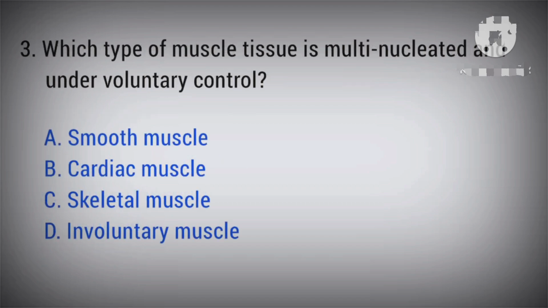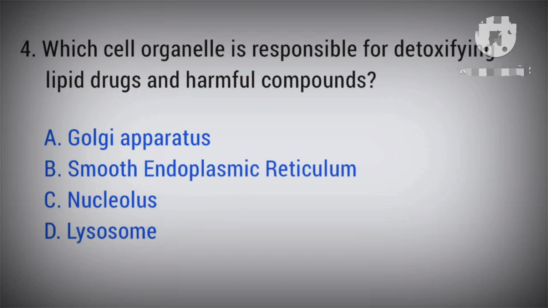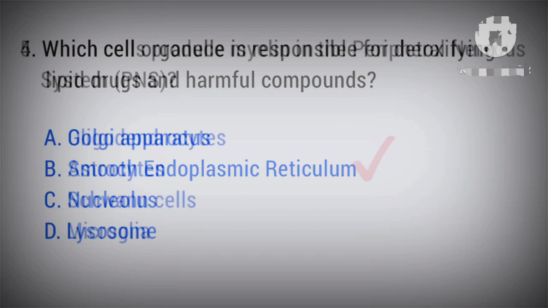Question 3. Which type of muscle tissue is multinucleated and under voluntary control? The right answer is option C, skeletal muscle. Question 4. Which cell organelle is responsible for detoxifying lipid drugs and harmful compounds? The right answer is option B, smooth endoplasmic reticulum.